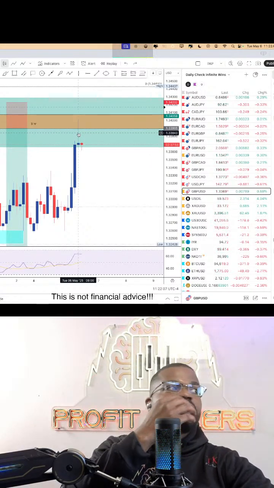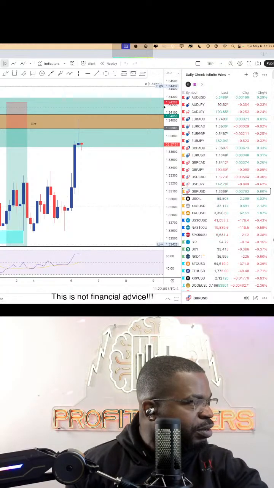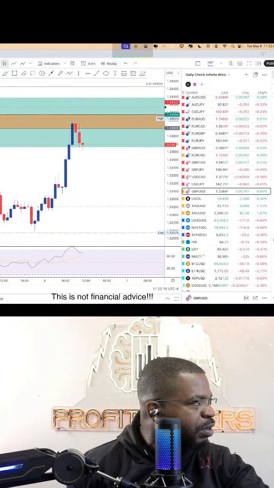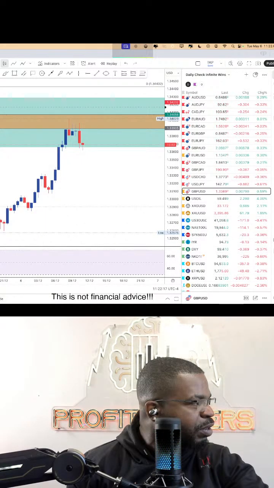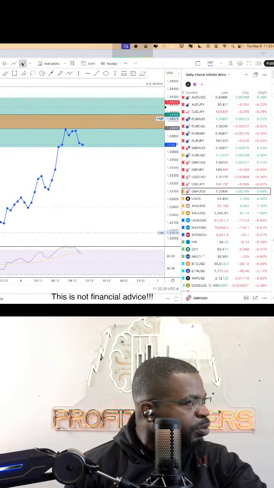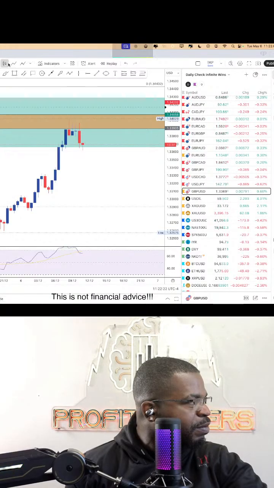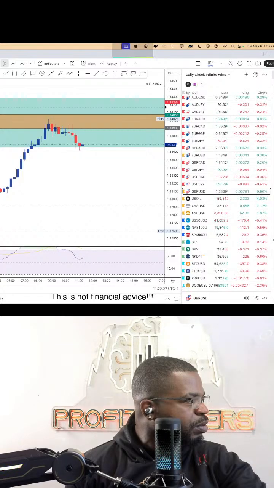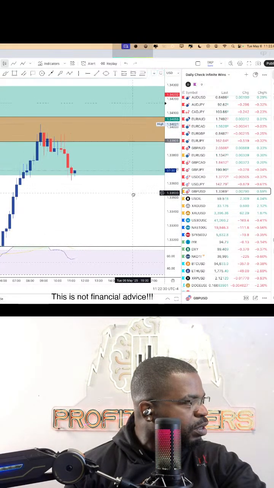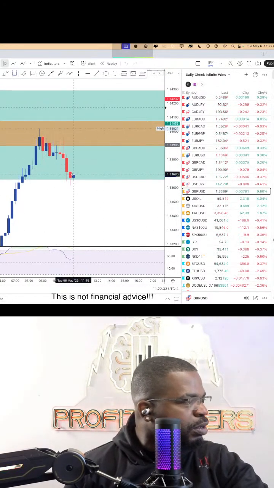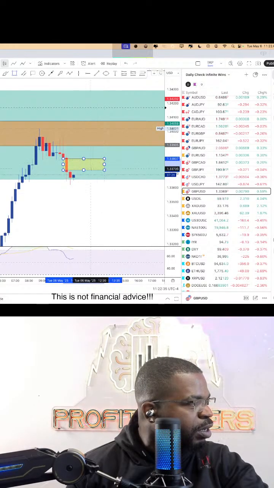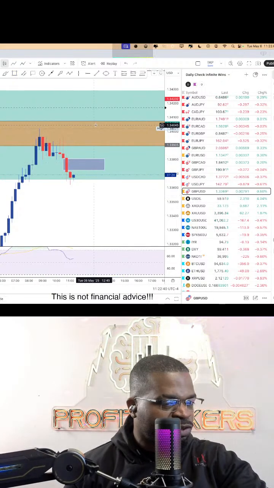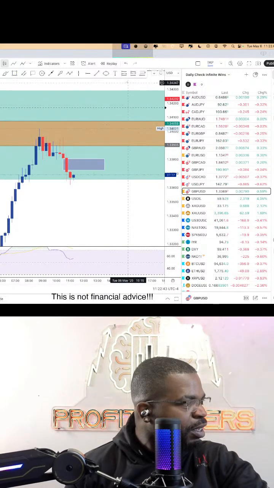Let me see how we're gonna do this. That was a 1 to 8 from there. All right, it just created a double top. We got a gap right here. Let's see if we can enter in this gap. Let's make sure this risk reward ratio makes sense.